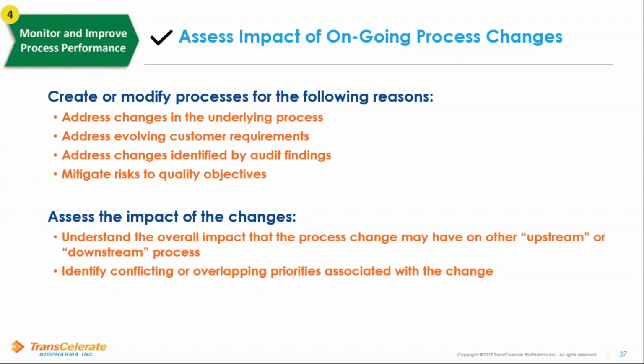If the process change is warranted, the organization assesses the impact of the change to accomplish the following: have an understanding of the overall impact the process change may have on upstream or downstream processes, identify conflicting or overlapping priorities associated with the change, and provide resource and commitment for the change projects. Next slide, please.